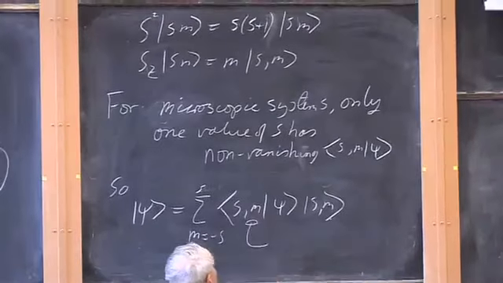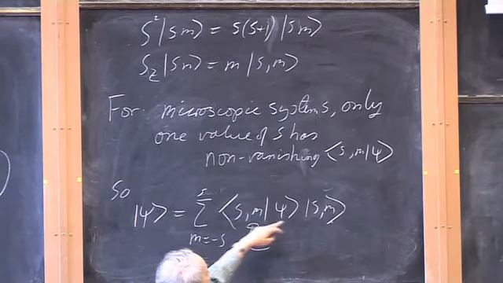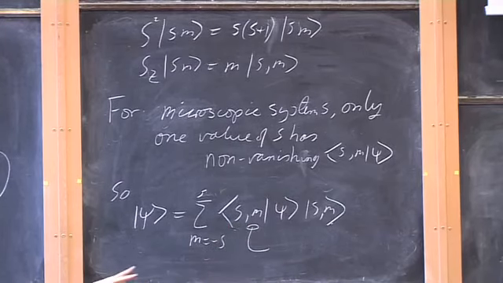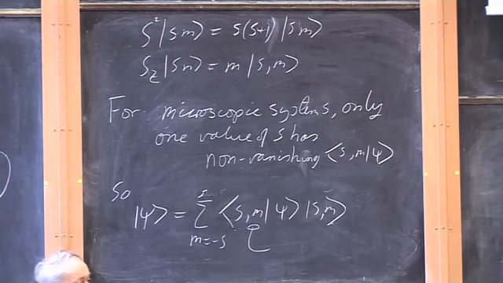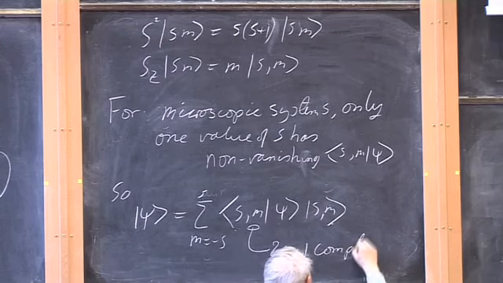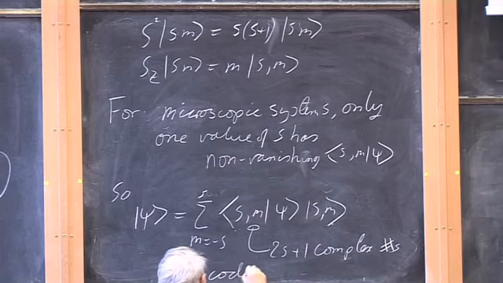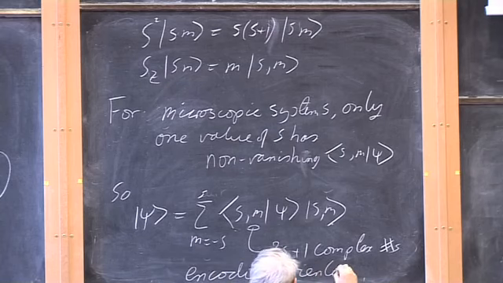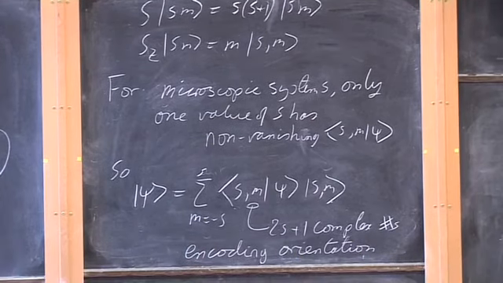What does that mean? The state of the system is described by these numbers here. There will be 2S plus 1 complex numbers, and they're encoding somehow the way the system is oriented. So this is 2S plus 1 complex numbers encoding orientation. And what we want to do now is get some feel for how this encoding works in simple cases.